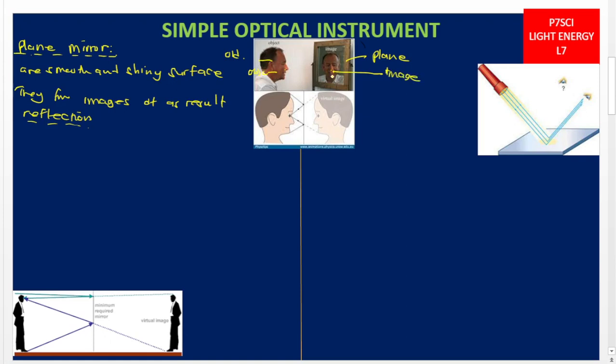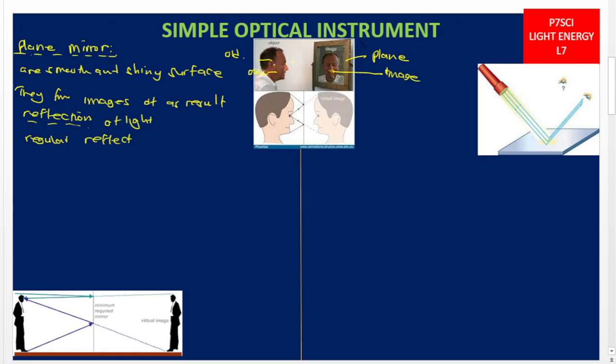Now this plane mirror is able to form this image inside it by a reflection of light, and this man is seeing himself clearly because of what we call regular reflection. It is regular reflection simply because the mirror is smooth and shiny. So this is the image, this is the object, this is the plane mirror.